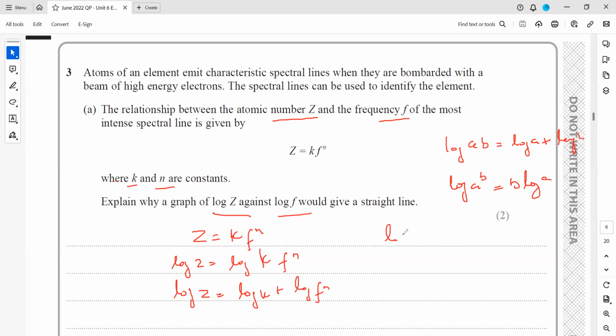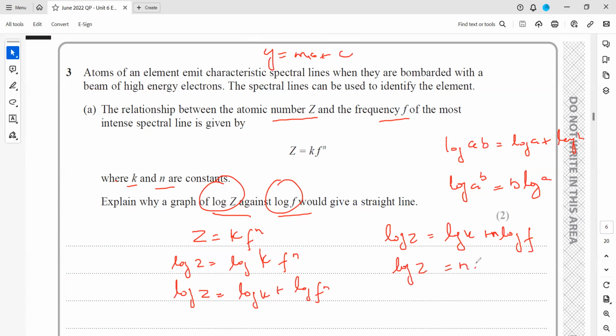So when we further simplify, log z is equal to log k plus n log f. Now if we rearrange, because we are plotting the graph between log f and log z, we want to compare with the equation of straight line, which is y is equal to mx plus c. So the quantity which is on y-axis and x-axis, they are opposite next to equal to. So log z is already there. If we rearrange, it will be n log f plus log k.